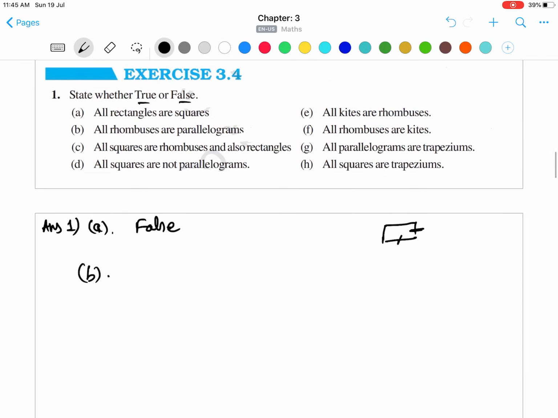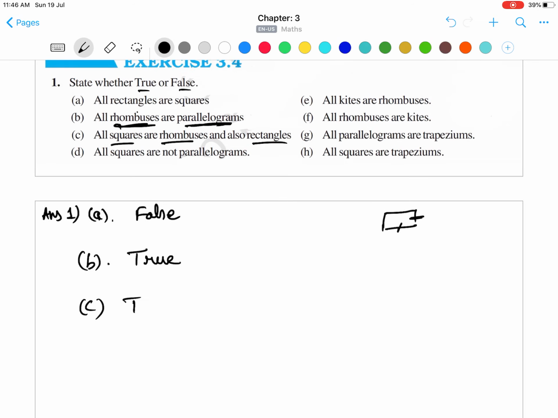Second, we have: all rhombuses are parallelograms. The answer for this one is true, because a rhombus is a special type of parallelogram. Then part C: all squares are rhombuses and also rectangles. This is also true, because a square satisfies all the properties of a rhombus and also of a rectangle. So this one is also true.